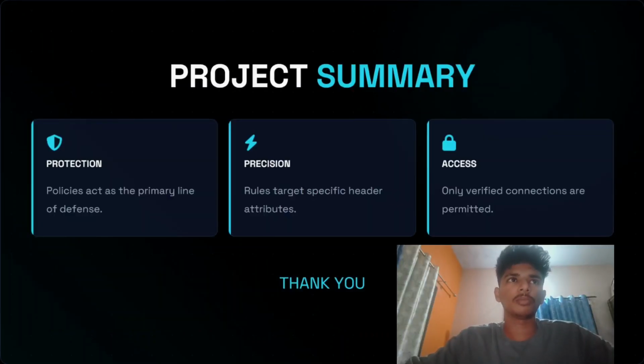Coming to the conclusion, our implementation shows how IP security policies act as a first line of defense in network security. We demonstrated how rules are defined using IP, port, protocol, and action, how packets are validated against these rules, and how unauthorized traffic is blocked. This system provides protection by preventing unwanted access, precision by targeting specific traffic conditions, and controlled access by allowing only trusted connections. Through this project, we gained a practical understanding of how firewalls and network security systems operate.